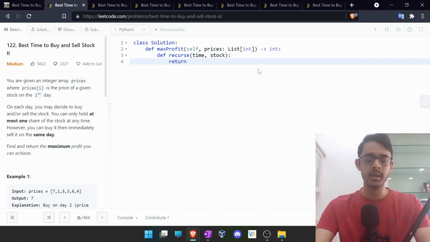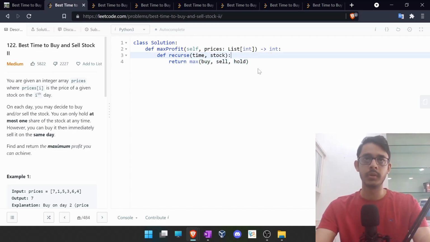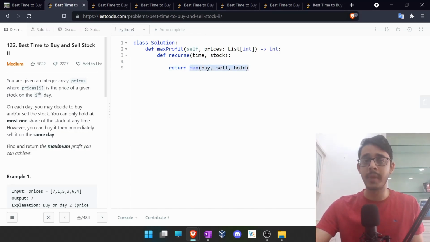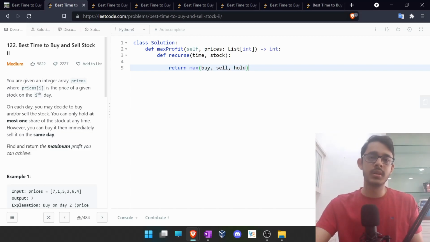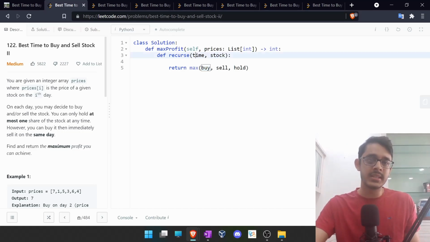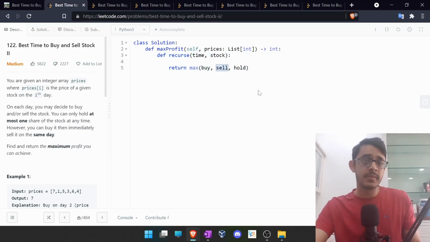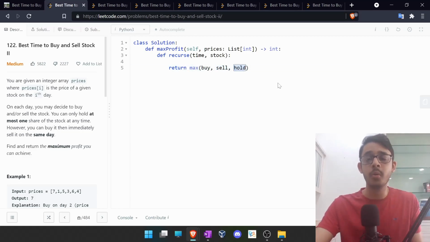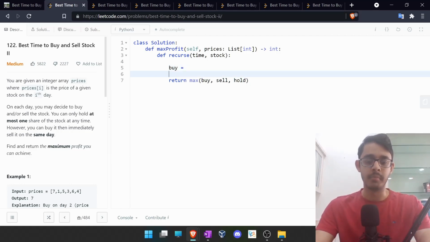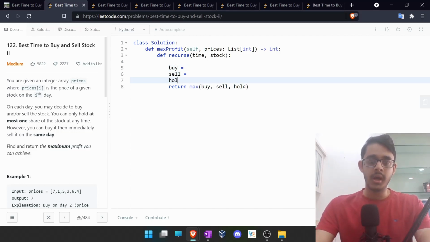Now I'm going to return the maximum of buy, sell, and hold, because at each point of time, our entire goal is to maximize the profit. So I'm going to return the maximum of all of these values, basically saying: what happens if I buy the stock at this particular point of time, what happens if I sell the stock at this point of time, and what happens if I hold the stock at this point of time. I'm trying to simulate what happens next, and whatever gives me the maximum result, that is what I'll return. Let's also write down these: buy, sell, and hold.